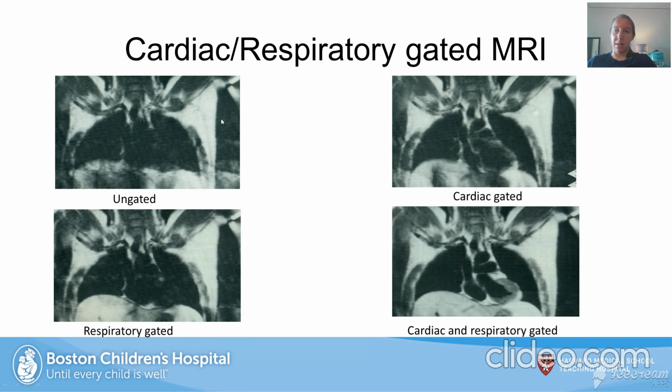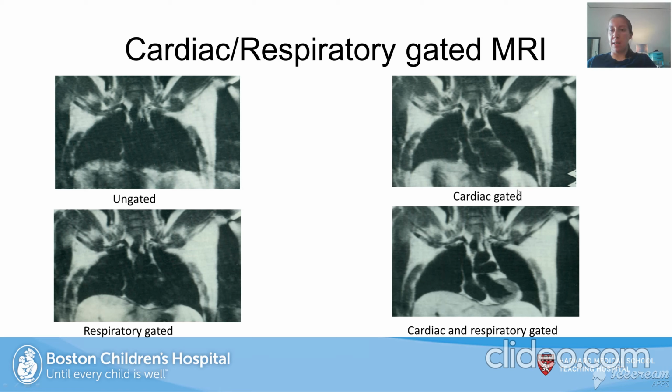So this is what the images look like with cardiac and respiratory gating in MR. In this image over here, you have ungated, so you can't see the heart. This image was just acquired as an aggregate signal of the lungs and the heart. You can kind of see the lungs.